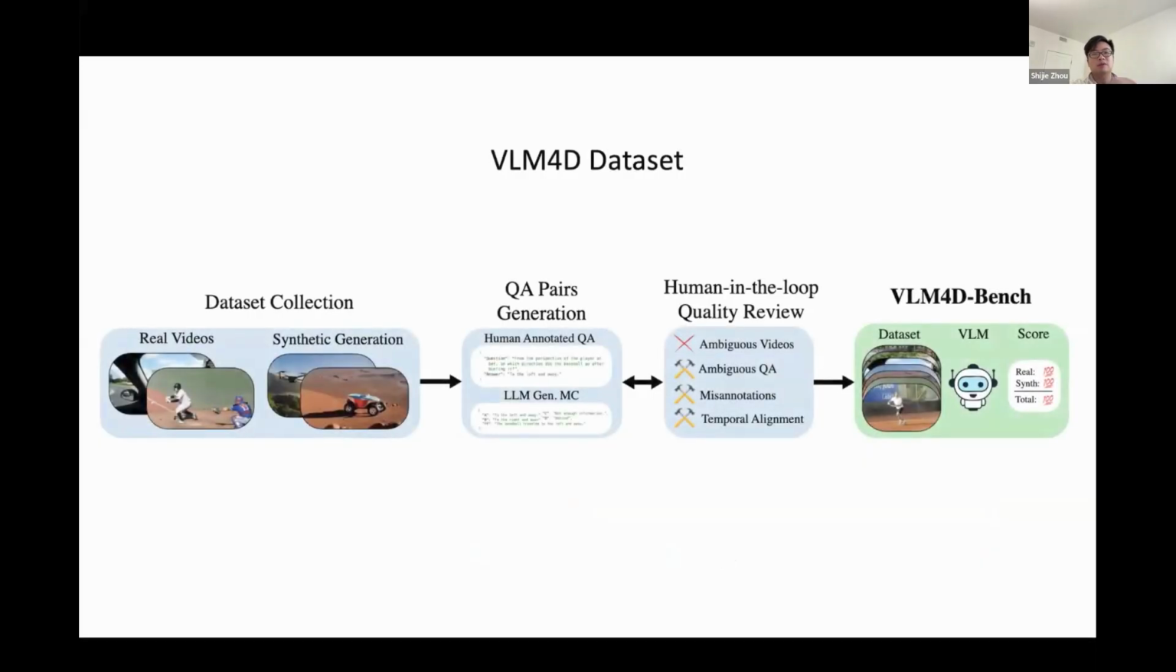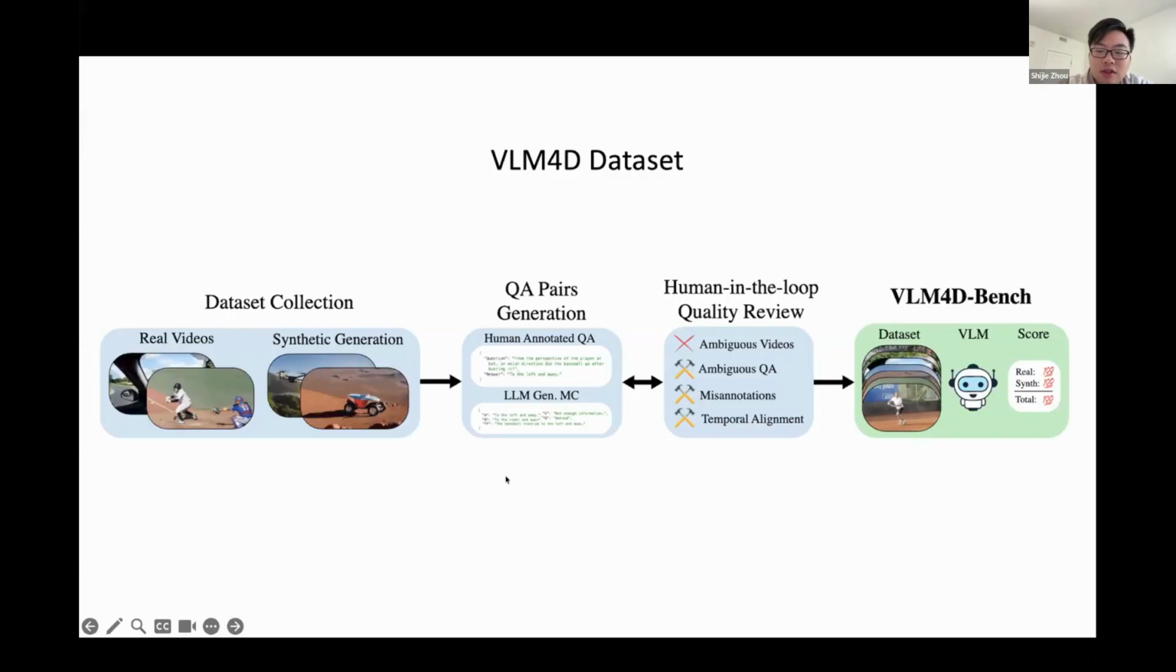To benchmark this phenomenon, there is no such dataset or benchmark to study this research question, so we have built the first one, called the VLM4D benchmark. What we are doing here is that we first collect some data. Because there are many kinds of videos in the world, this dataset includes both real videos as well as synthetic videos. Synthetic videos means generative videos from video generation models, like Cosmos.